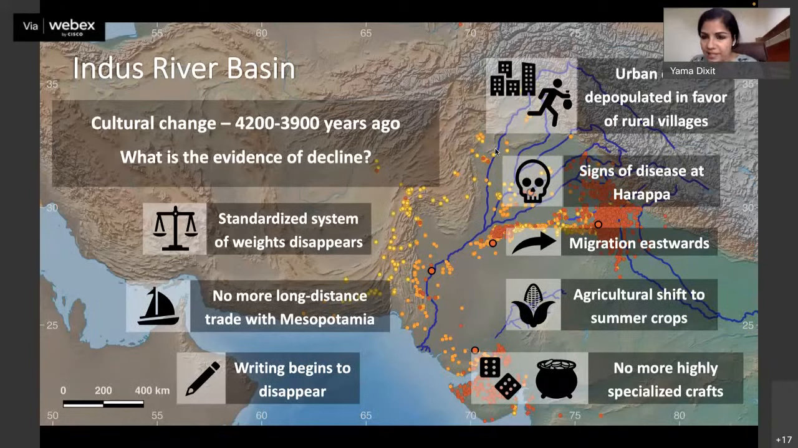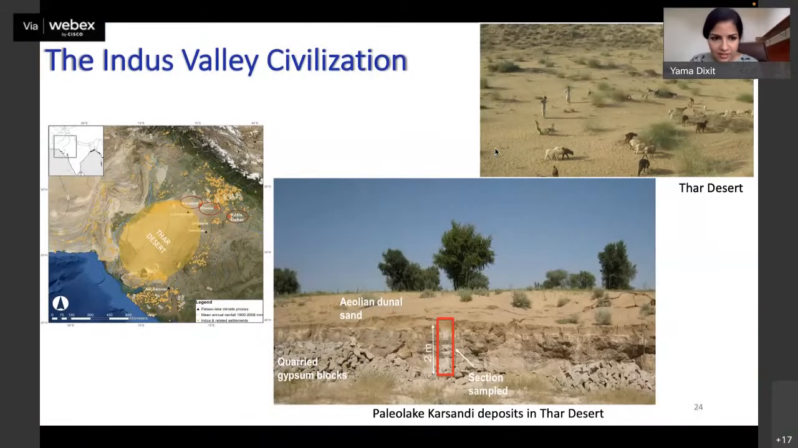Okay, so urban cities were again abandoned. They went back to other neighboring regions and started forming villages. There were more diseases, and they started moving, like I said, eastwards. Agricultural shifts were there. They were mostly looking at either a summer or winter crop. So there was a distinct shift.